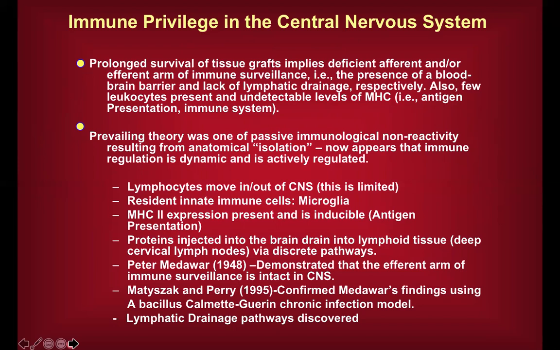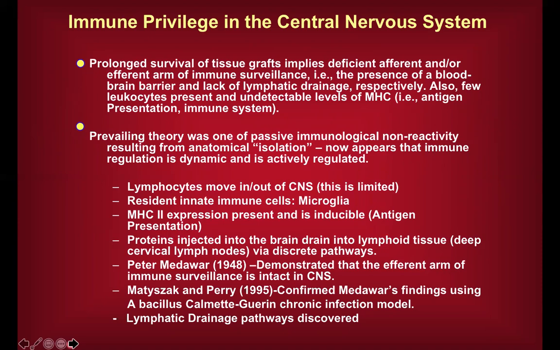So the prevailing theory was that there was a passive immunological non-reactivity from this anatomical isolation. The blood-brain barrier is basically a barrier, and you couldn't get past it. But as we'll see, immune privilege has changed quite a bit over the last 50 years, particularly in the last 20 years, and even more so in the last 3 years.